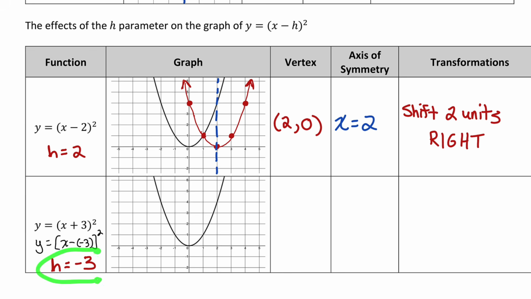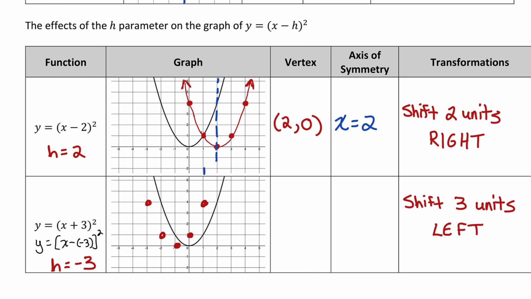And then when h was negative 3 in the second equation, we saw that that shifted the parabola 3 units to the left. So I can take a few points on the graph of y equals x squared and just shift them all 1, 2, 3 units to the left. And then connecting the points, I have the graph of my transformed quadratic. Its vertex is now at the point (negative 3, 0), and its axis of symmetry, which is the vertical line through the vertex, is now at x equals negative 3.